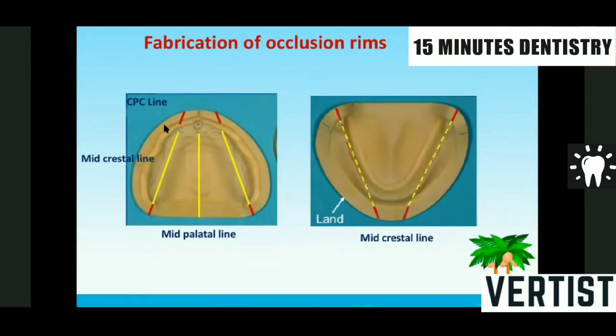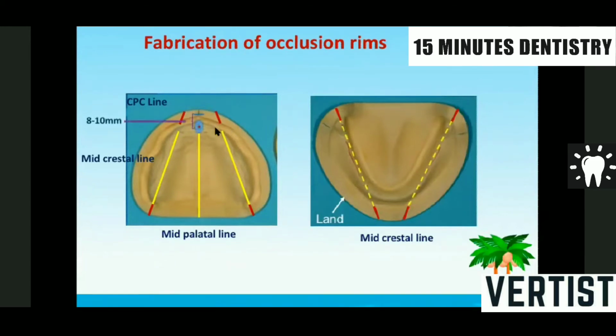Then you extend these lines. You draw a mid-crestal line on the maxillary arch also, and extend that line onto the land of the cast, and extend the lower crest of the ridge line onto the land of the cast. I'll show you why this is so important.